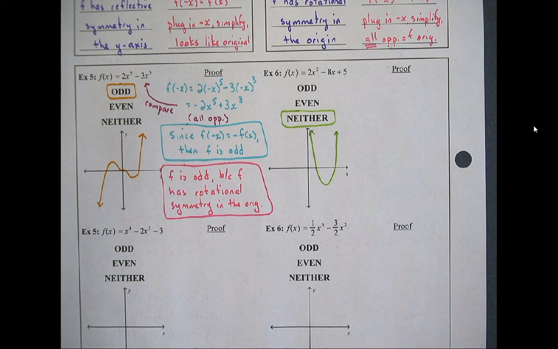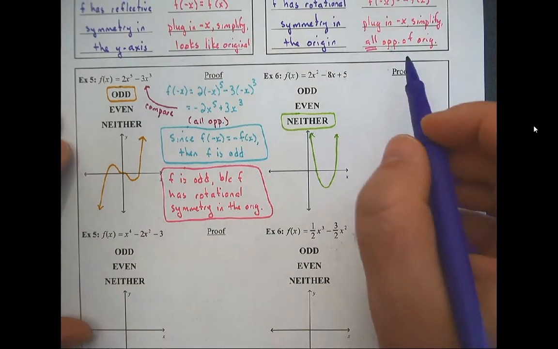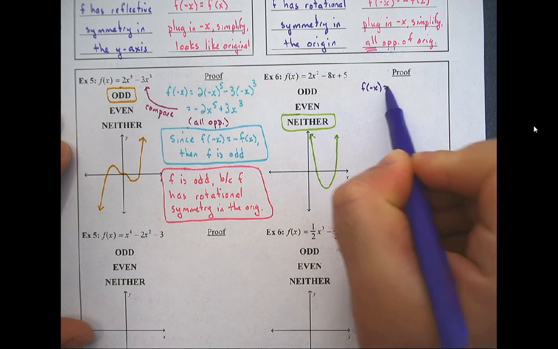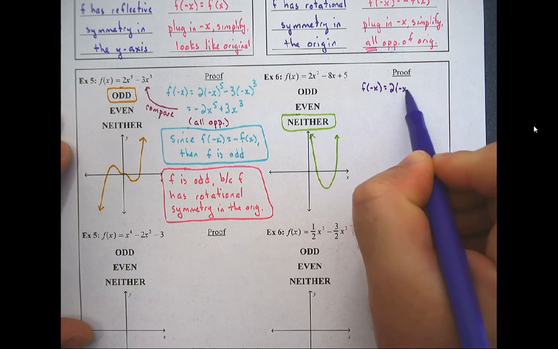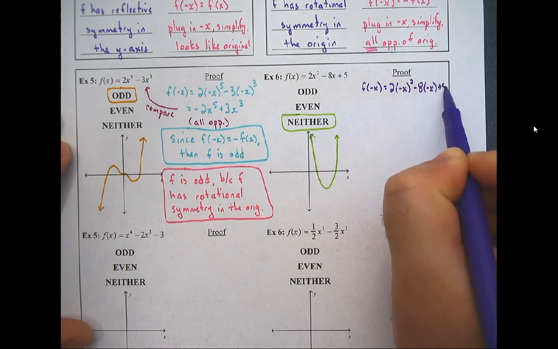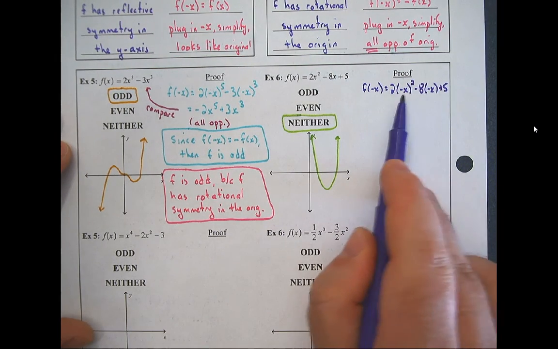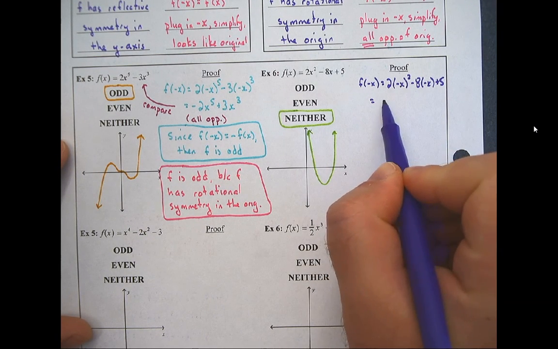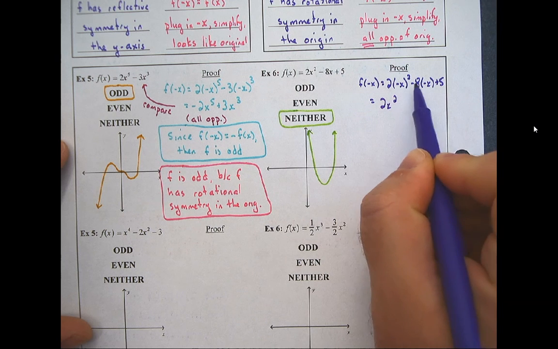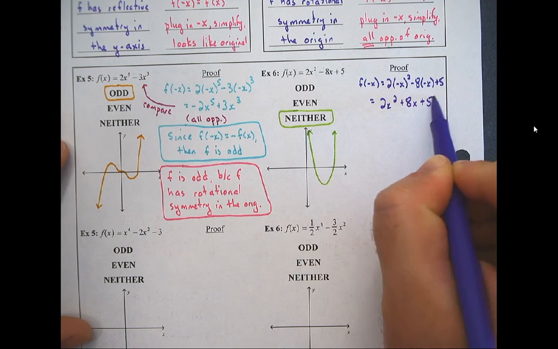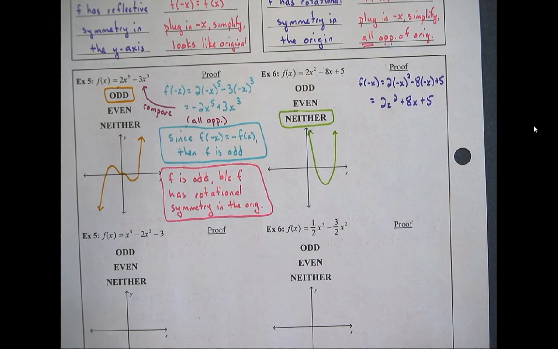Let's do our proofs. Start with the algebraic proof again. So that means you take negative x and you plug it in. So this would become 2 times negative x squared minus 8 times negative x plus 5. Clean this up. That negative would get canceled out because there's 2 of them, so this would become 2x squared. A negative 8 times a negative x would become a positive. And then that 5 doesn't change because it doesn't have an x with it.